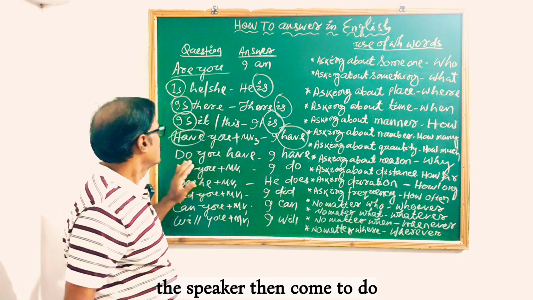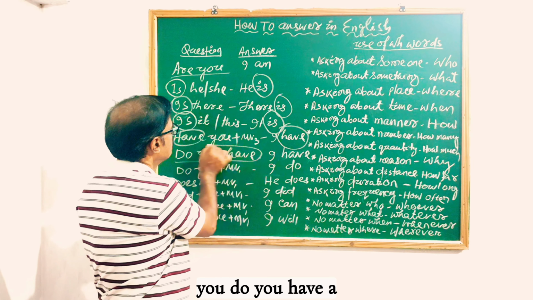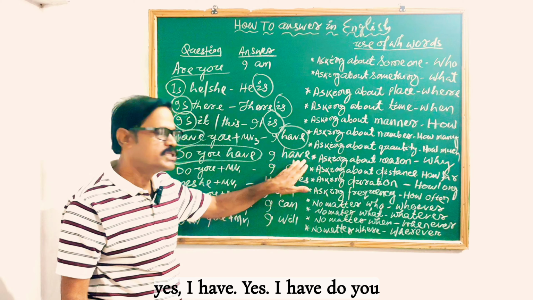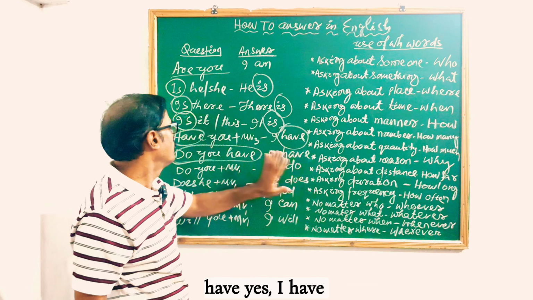Simply answer. So answering a question will become easy if you mark the verb which is used by the speaker. Then come to do you. Suppose I say, do you have a car? Do you have a garden? Yes, I have. Do you have? Yes, I have.